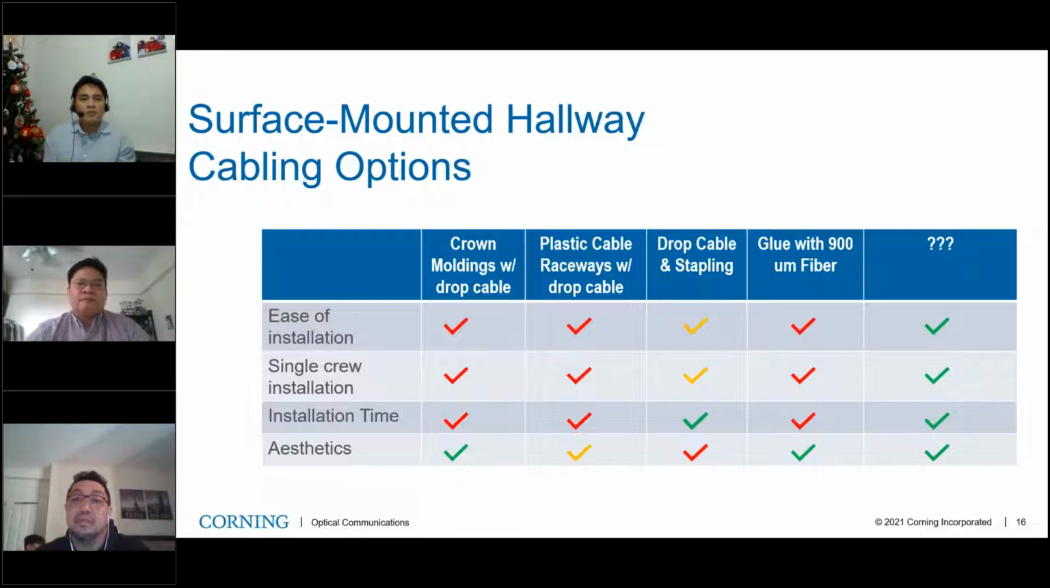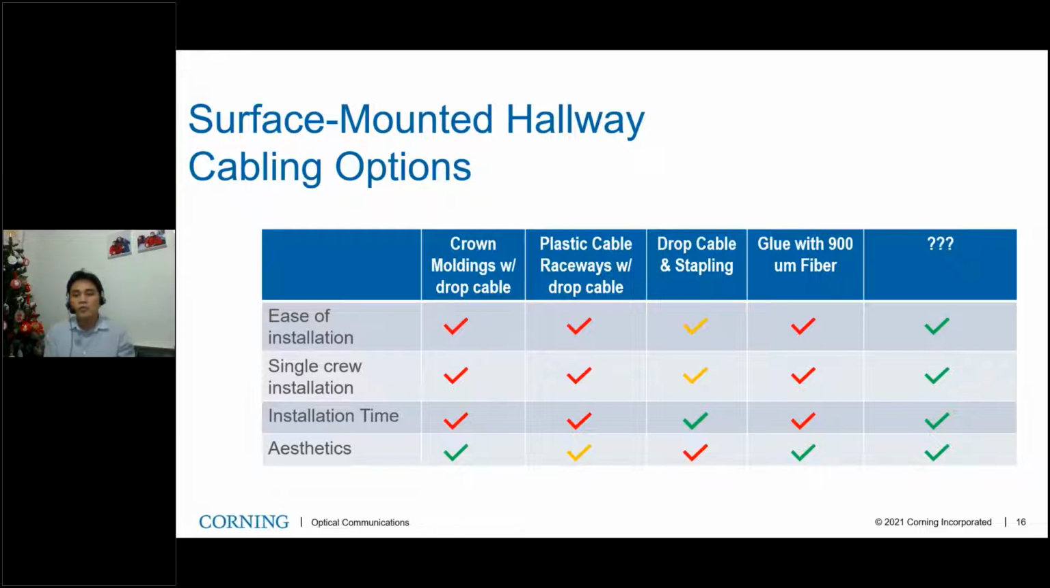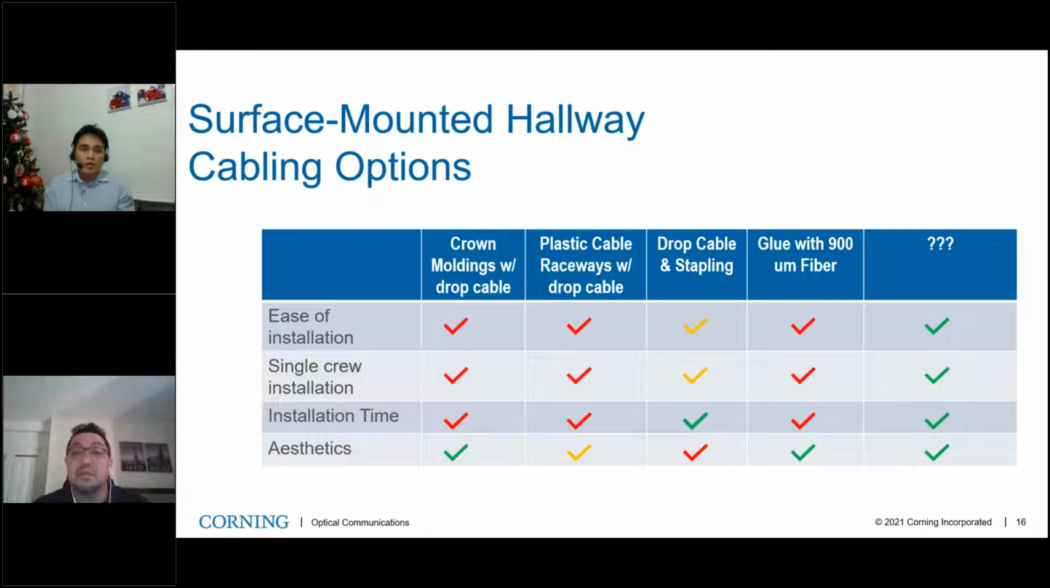So this table shows a comparison of different solutions. In living unit applications, we have crown moldings with drop cable, plastic cable raceways with drop cable, and stapling glue with 900 micron fiber, and so on. On the first column are a set of parameters such as ease of installation, single core installation time, as well as aesthetics. It is clear from this table that there is really a need for a better solution.